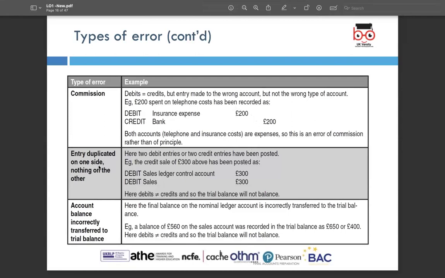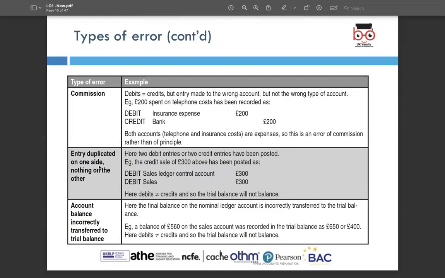Entry duplicated on one side, nothing on the other. This is when a transaction is accidentally recorded twice on one side, either debit or credit, and not at all on the other side. For example, recording a £300 credit sale as a debit to the sales ledger control account and also as a debit to sales, so without a corresponding credit entry.